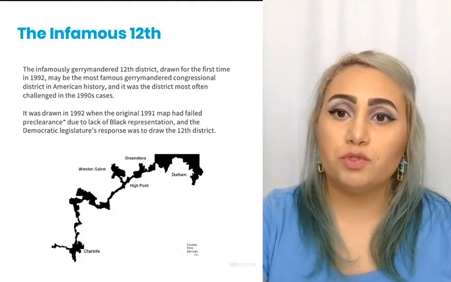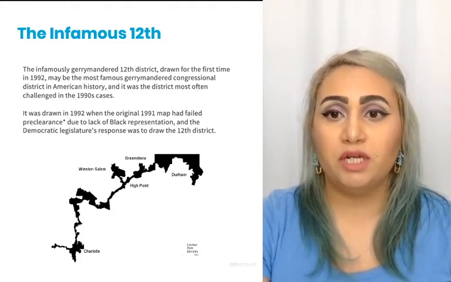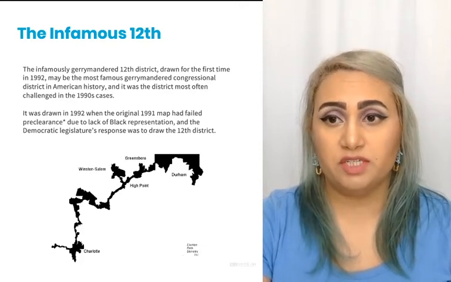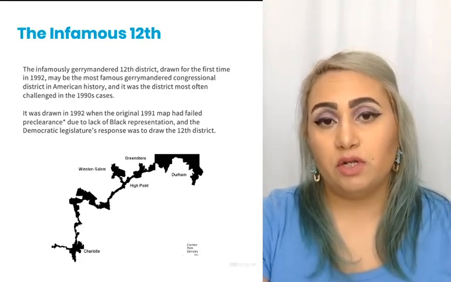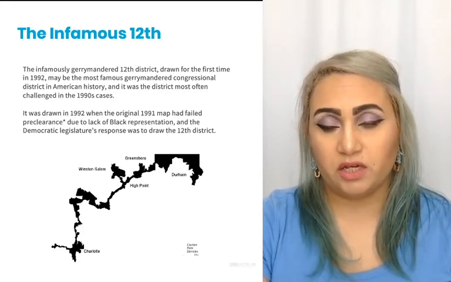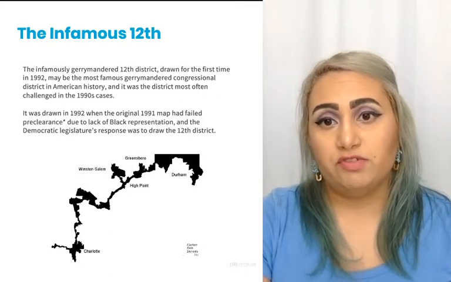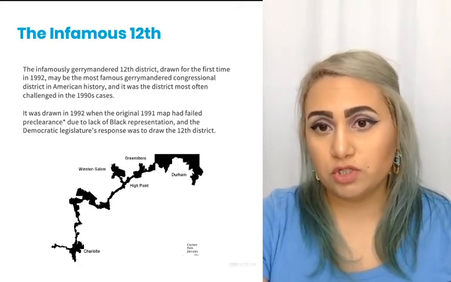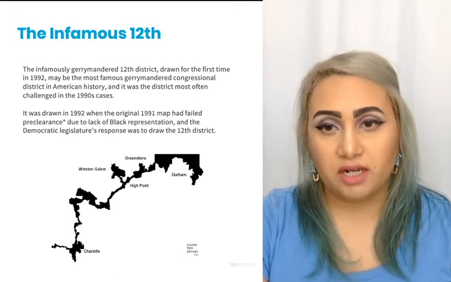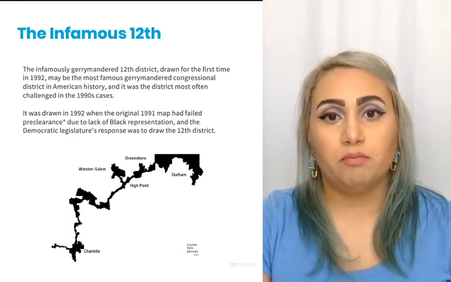So, this district was drawn in 1992 when the original 1991 map had failed pre-clearance due to a lack of black representation. The map that was drawn in 1991 had only one black majority district in it, and it failed pre-clearance, and the Department of Justice forced the legislature to redraw it. And the Democratic legislature's response was to draw this 12th district as the second black majority district.